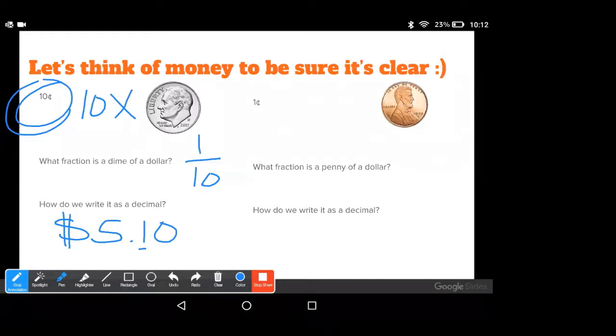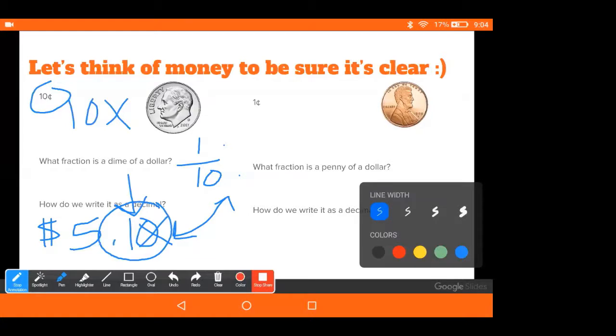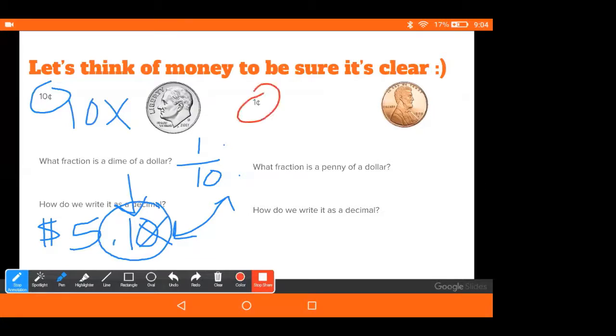So $5.10, because this is my 10th. I have 1/10. Now this zero doesn't have to be there, but money, we count in hundredths because a dollar is 100 cents. So you always have 2 decimal places when you're talking about money. So that's why that zero's there. We have 2 decimal places all the time. But this is $5.10, so 5.10. Okay, 1 cent. Let's change my color.